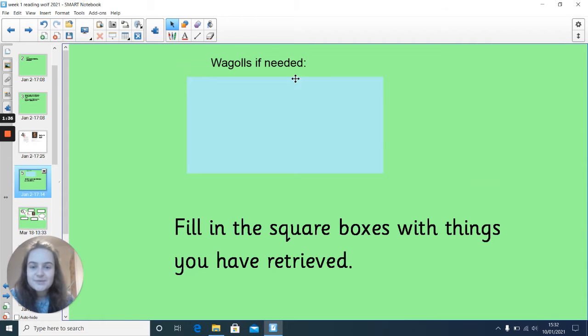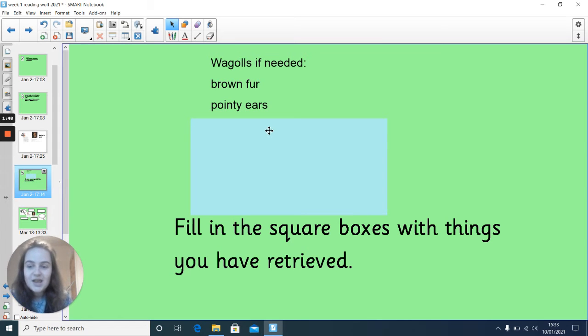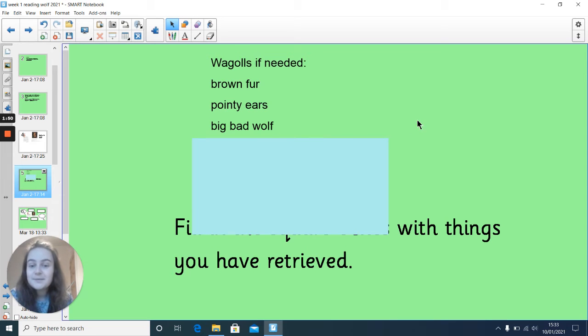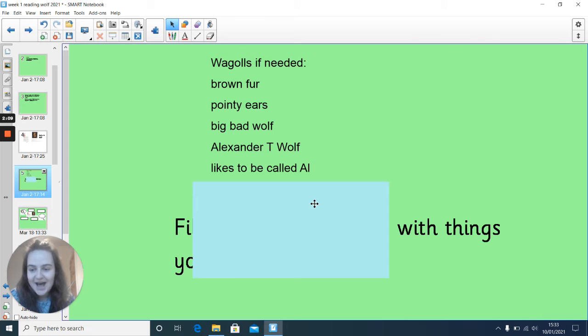So here are some things that we know for certain. We know that the wolf has brown fur, and we know that from looking at the picture. From the picture, we also know that the wolf has pointy ears. We know that he is the big bad wolf, or that he is the wolf that people think is a big bad wolf. So we know people think that he's the big bad wolf, because it says that in the text. We know that his name is Alexander T. Wolf, and we also know that he likes to be called Al.